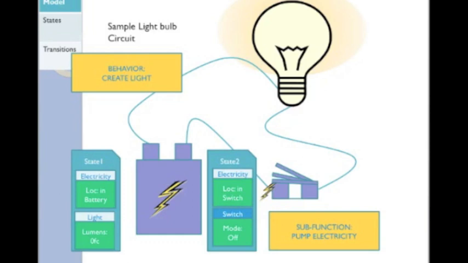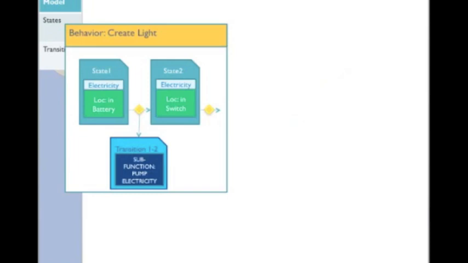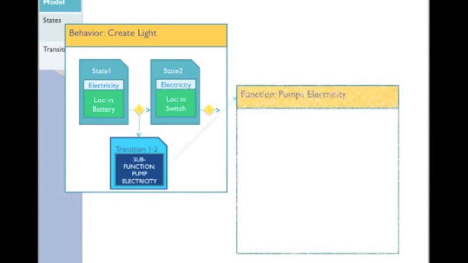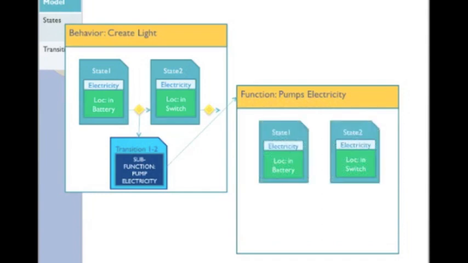Let's look at that another way. Here we show just the first 2 states for the light bulb circuit. In this case, we know there is a transition between states 1 and 2 with an explanation by function pump electricity. This explanation is a function itself, just like the create light function of the light bulb circuit. So we can define a new function, battery pumps electricity, which has its own beginning and objective states, which will match state 1 and state 2 of the create light behavior.